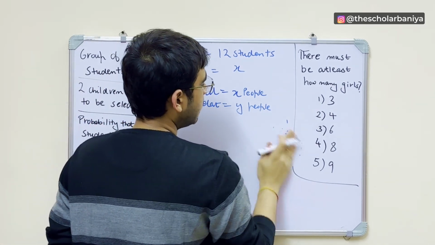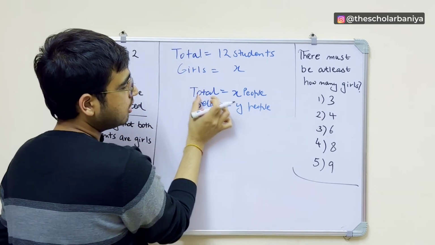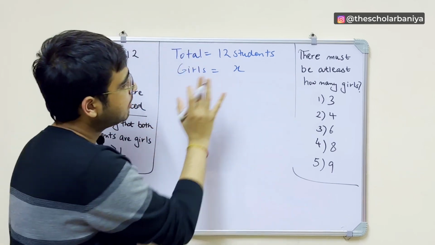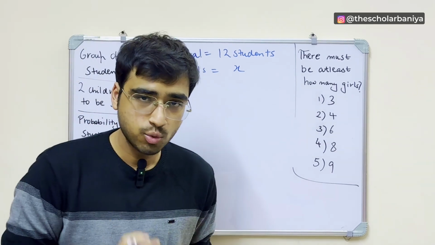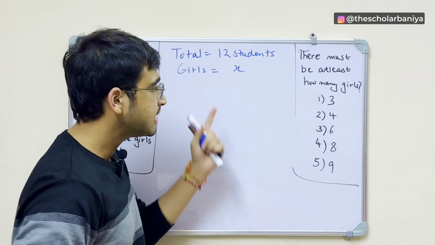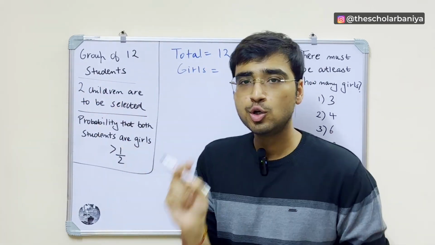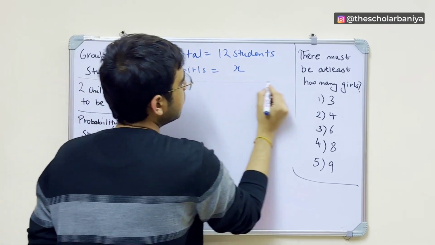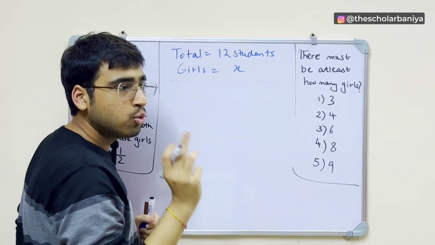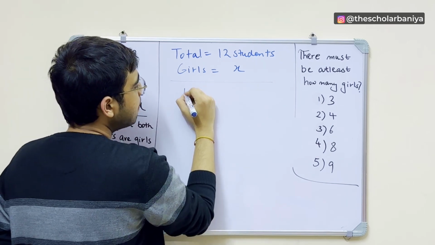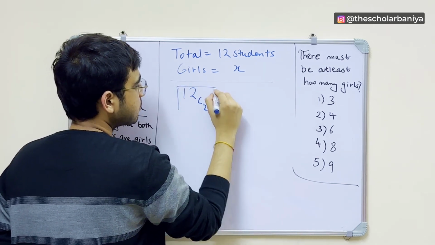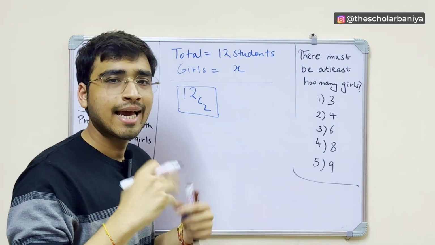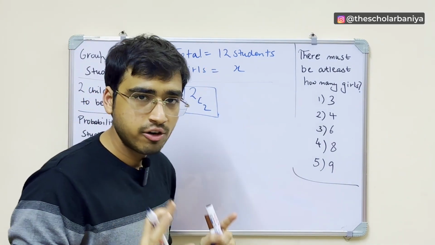So now tell me one thing. Total people X, select people Y, so XCY. Similarly, there are a total of 12 students, and the total number of girls is X. But we have to select two children out of it. So how many ways can we select two children out of 12 students? That becomes 12C2. These are the total number of ways where two children can be selected out of all the 12 children, right?